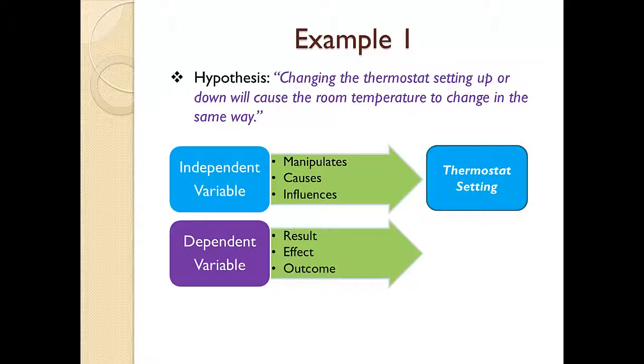Now, let's figure out the dependent variable. What is the thing that is seeing the result, effect, or outcome of changing the thermostat setting, our independent variable? Based upon the way my hypothesis is worded, room temperature is being impacted. Therefore, it is my dependent variable. Simple enough, right? Okay, let's try another one.